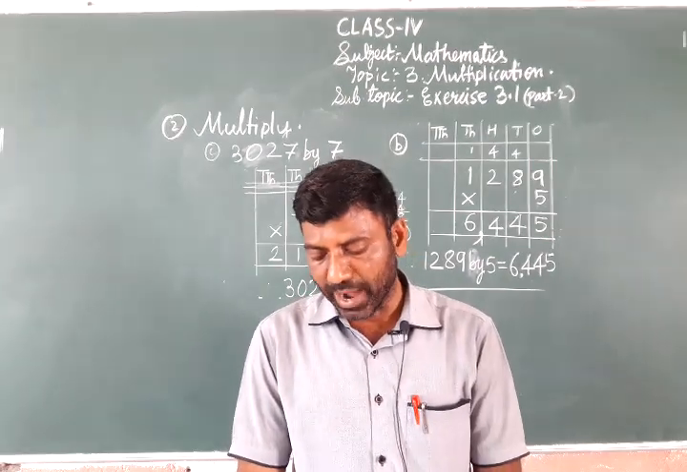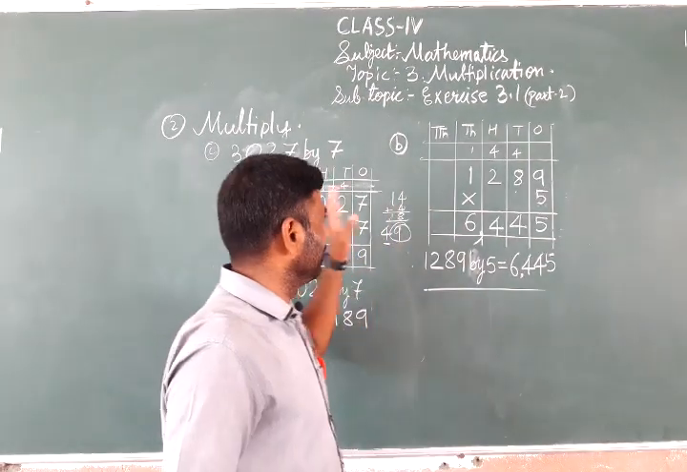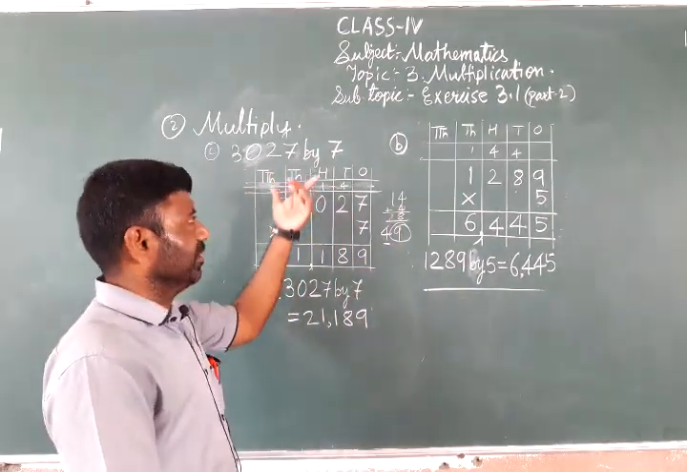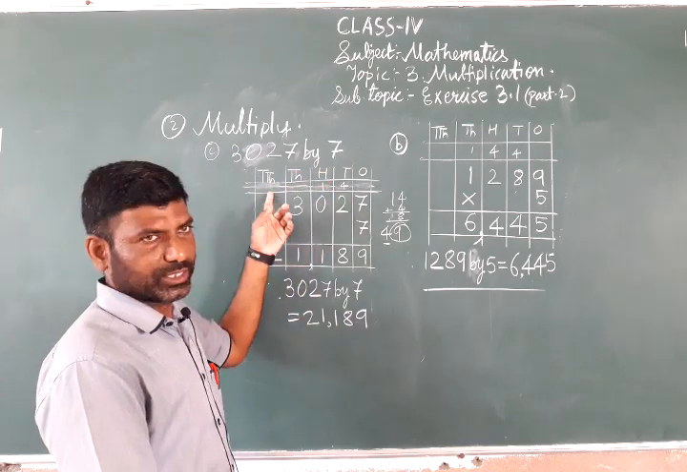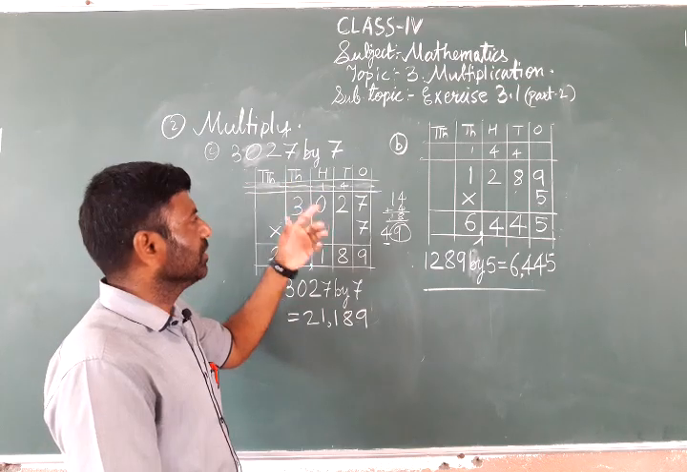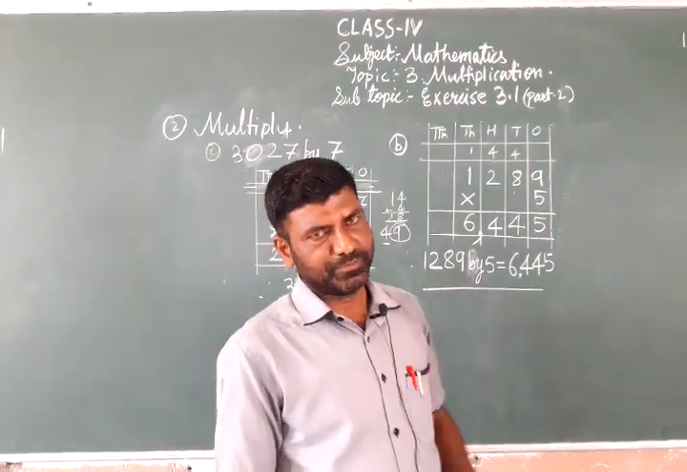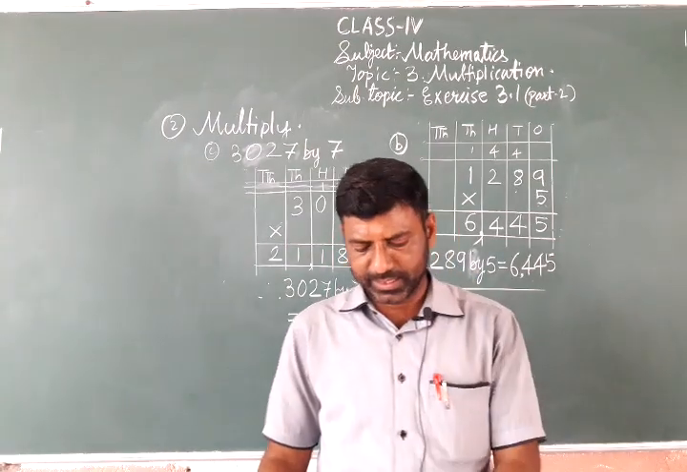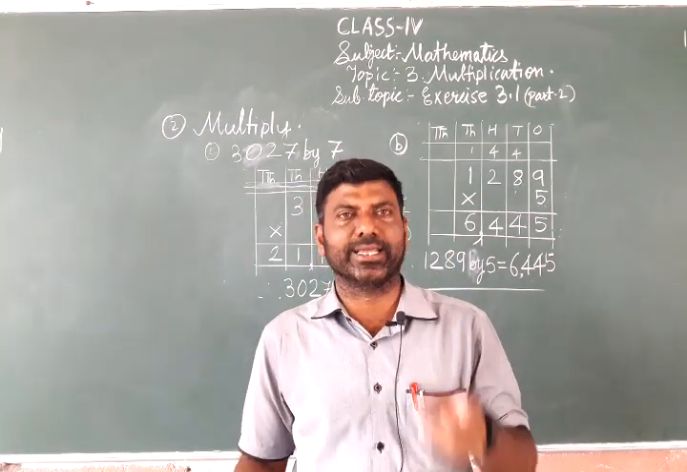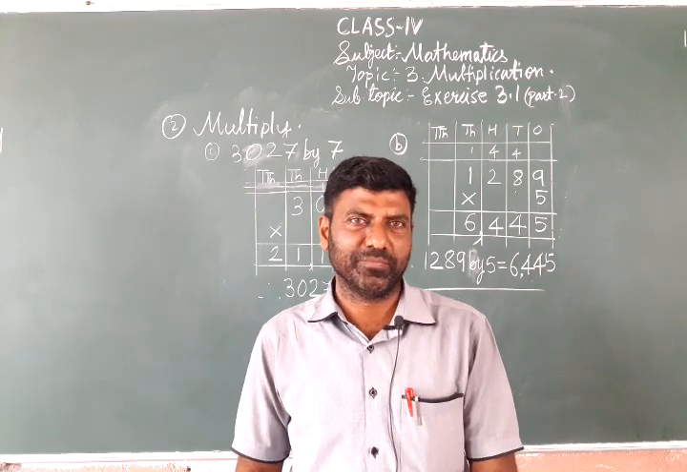5349 by 3. Same, you have to write first, then draw the columns, arrange it, write the place value, arrange it and multiply properly. Okay, I hope you will solve this. Complete this exercise and take a snap and send me on my personal WhatsApp.